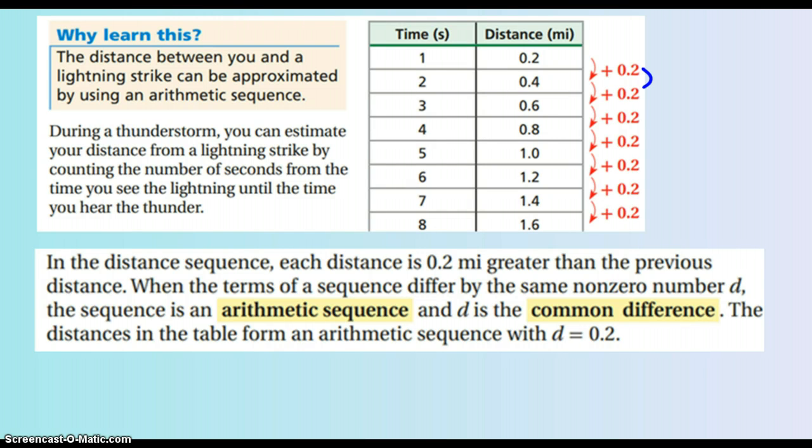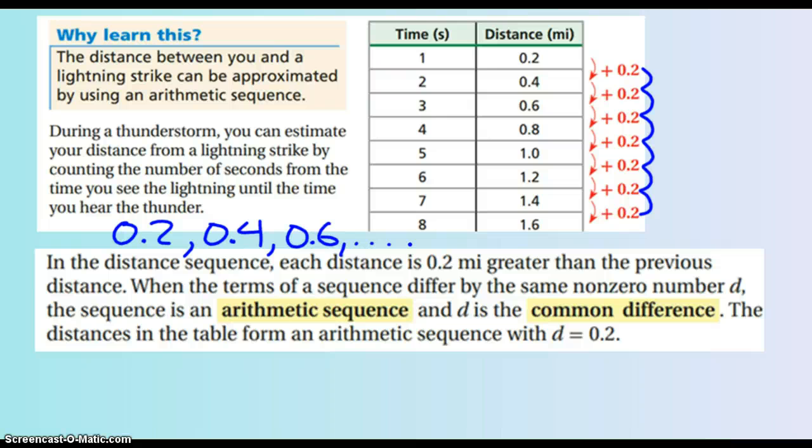So you can see that as you go down, the common difference here is we're just adding 0.2 for every second that's there. The other way that we could list this would be horizontally. So I could go 0.2, 0.4, 0.6, and so forth, and keep listing those. That would be how you would see a sequence.